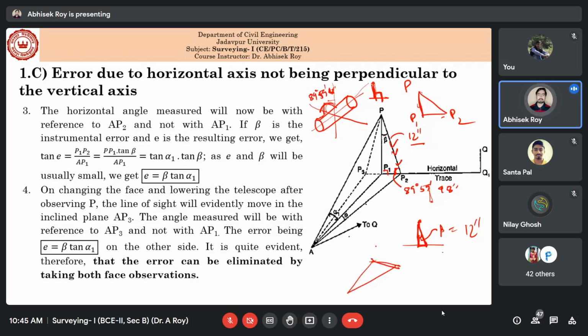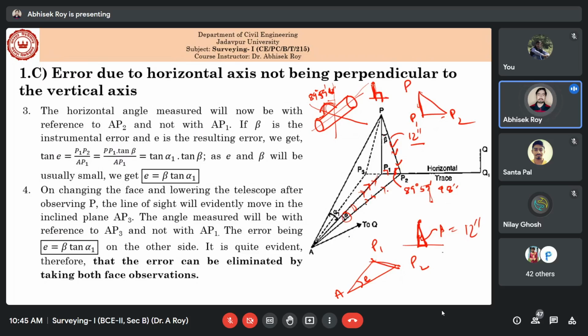In the horizontal trace, you can see this is P1, P2 and this is A, and the ultimate error which is E, right? This is the ultimate error due to this P1, P2. If P1 and P2 coincide, this E error will not be there. These two lines are the same. Our measurements would be with respect to the AP1 line. But our measurement is not happening with respect to AP1, rather it is happening with respect to AP2. So there is some sort of error E associated with that. So we will try to calculate E.